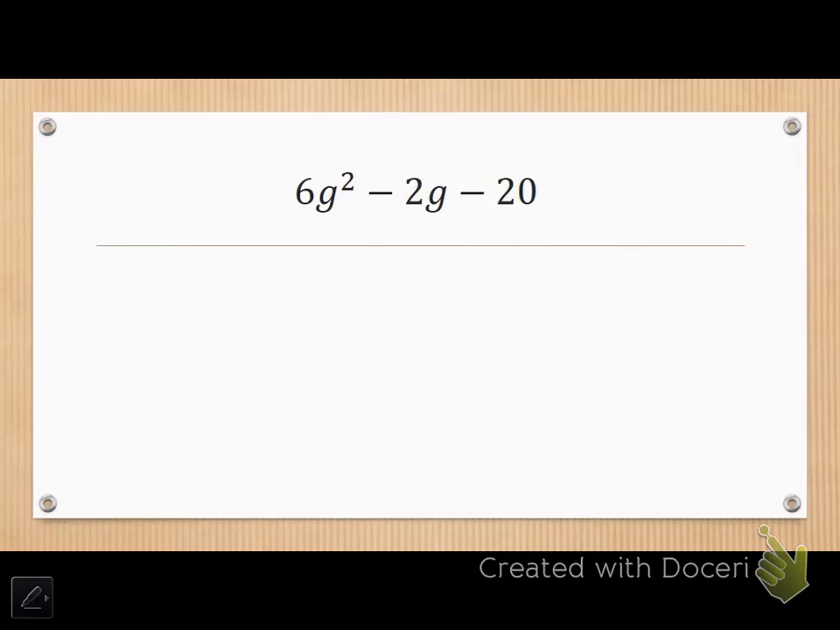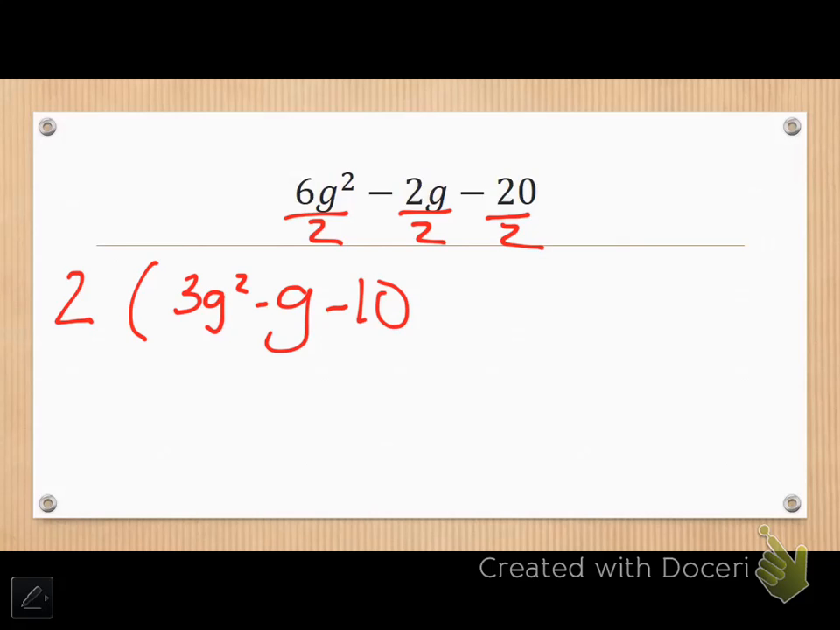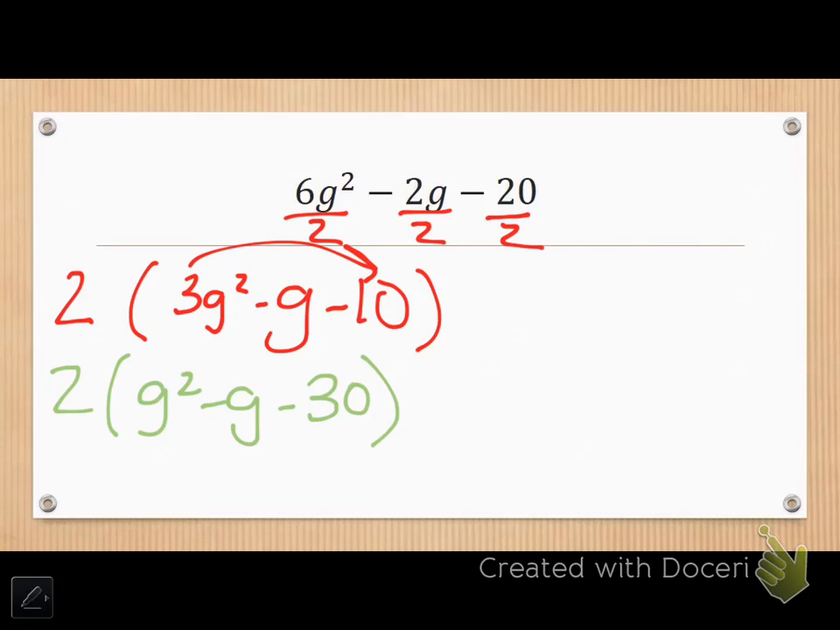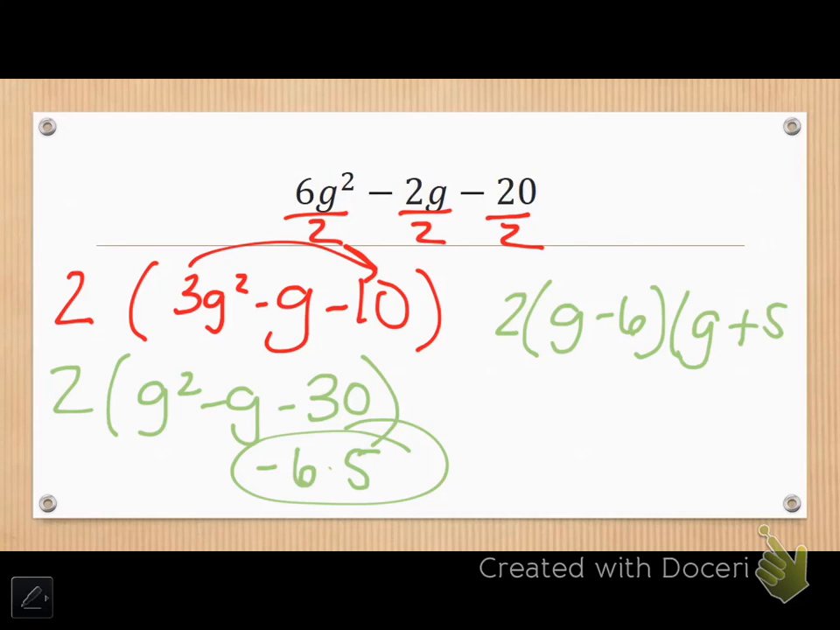Okay, it looks like all of these can be divided by 2 as my GCF. So I'm going to have 2 on the outside, and I'm going to get 3g squared minus g minus 10. Now we can send it back. So 2 times g squared minus g minus 30. So let's see, I got negative 6 times 5. Oh, that gives me negative 6 plus 5 gives me negative 1. So that's my answer for that. So g minus 6 and g plus 5.